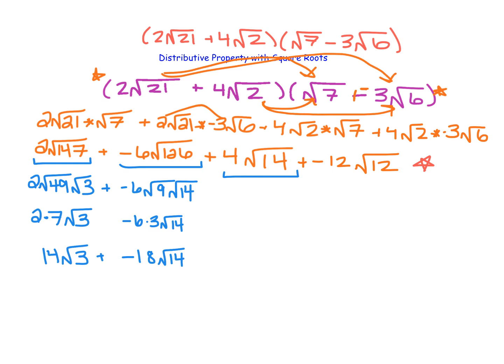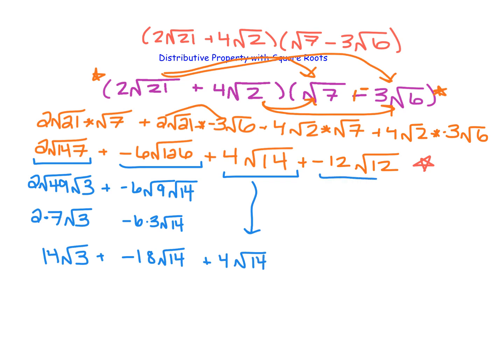Now I take a look at this next one, and what I notice is that 14 is not divisible by any perfect squares. It's not divisible by 4 or 9 or 16 or anything larger than that. So this I don't have to do any simplifying on. I just need to add it down here into the mix as is.